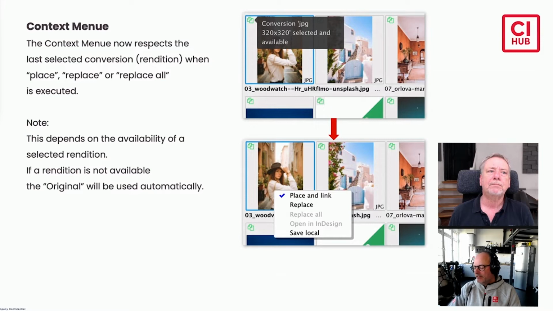I think that helps a lot of users who have requested that if I select a rendition once, then whenever I place another image, I would like to use the same rendition without the need of clicking separately. So I think that makes work quite a lot easier. Very cool.